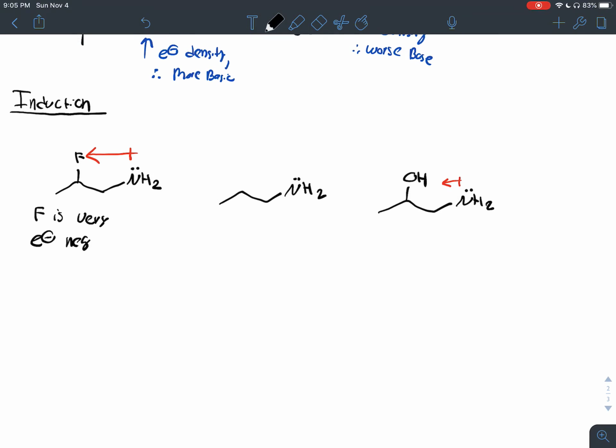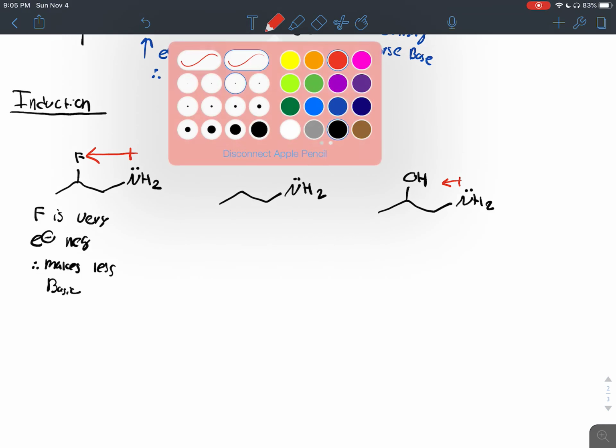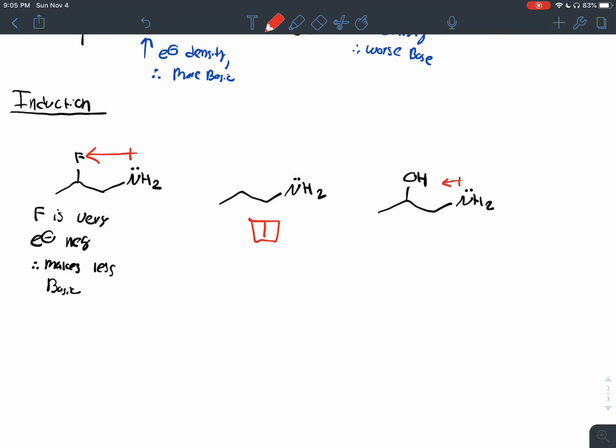If fluorine is pulling away electrons, it makes it less basic, right? And then the amine with nothing pulling on it would be number 1. This hydroxy would be number 2 because oxygen doesn't pull electrons as hard as fluorine. And this one would be the worst base.